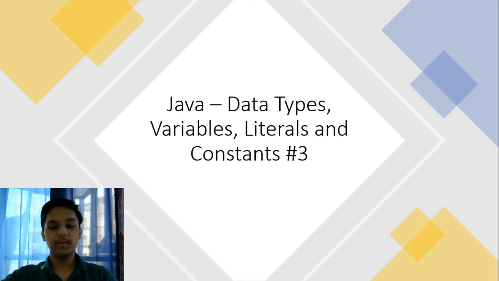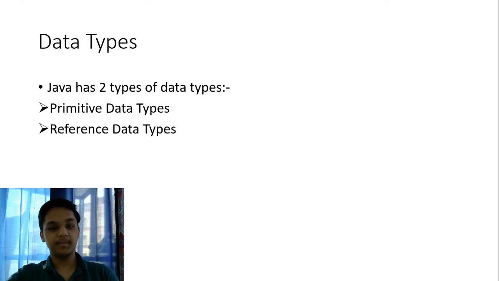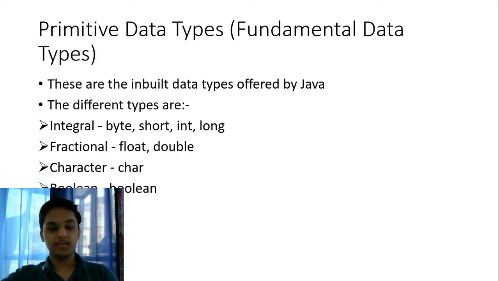Today we'll be learning about data types, variables, literals, and constants. So let's begin. Data types. Java has two types of data types, which are primitive data types and reference data types. We'll be going into their detail now.